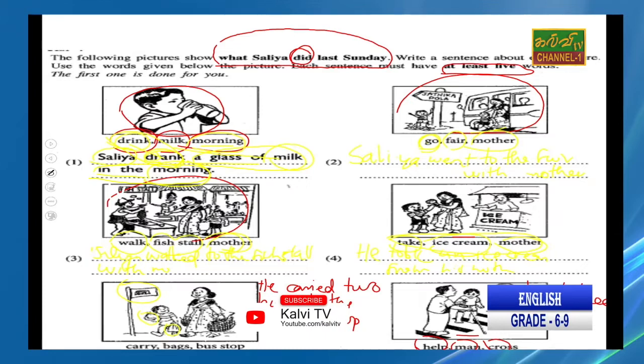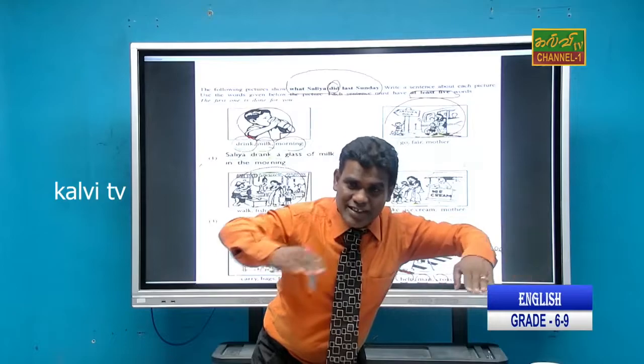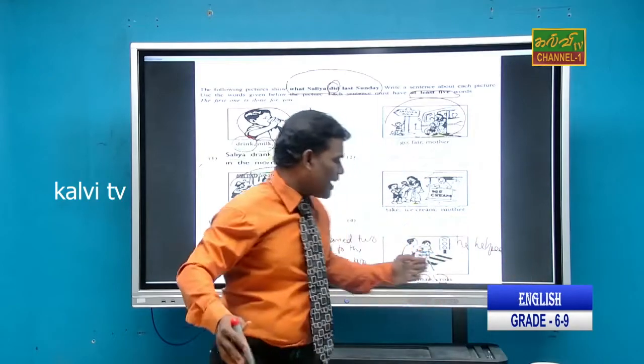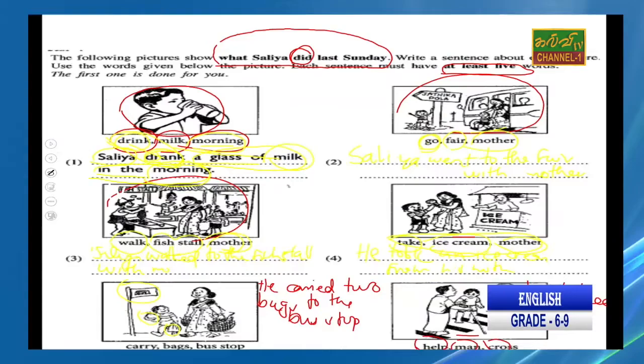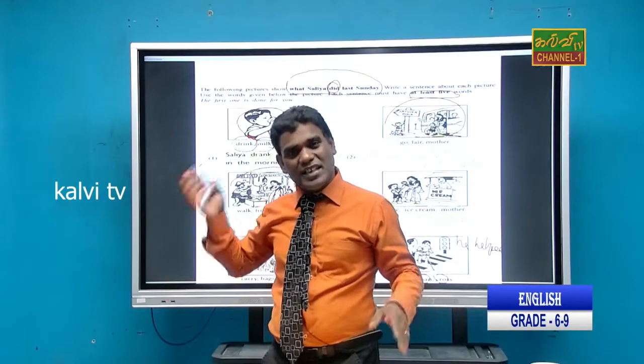Sadia helped a handicapped person, or an old man, for what? To cross the road. He is helping the man to cross the road. You can see that's why. In this way, dear student, you have to go through different types of questions. I expect you can do well. It is easy for you.